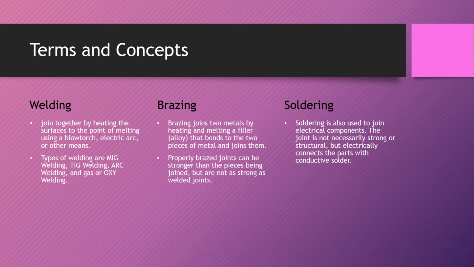Brazing. Brazing joins two metals by heating and melting a filler alloy that bonds to the two pieces of metal and joins them. Properly brazed joints can be stronger than the pieces being joined, but are not as strong as welded joints. Soldering. Soldering is also used to join electrical components. The joint is not necessarily strong or structural, but electrically connects the parts with conductive solder.